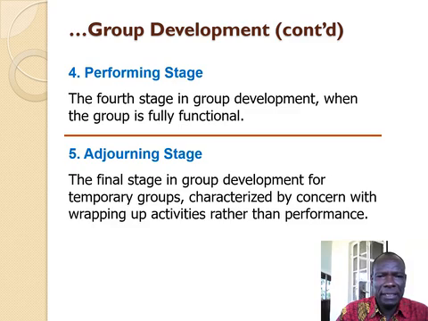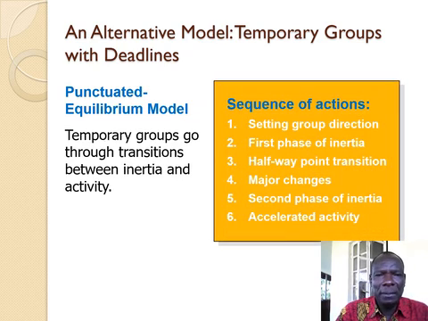Even there are projects of that nature. You start a project, whatever type of project, which has a deadline and an end stage. Once the project has been developed and it has achieved its purpose, it is dissolved. So having looked at those stages, we can now look at this punctuated equilibrium model. And this is for emphasis. Temporary groups go through transitions between inertia and activity. So this punctuated equilibrium model just helps us to look through the sequences through which temporary groups go.